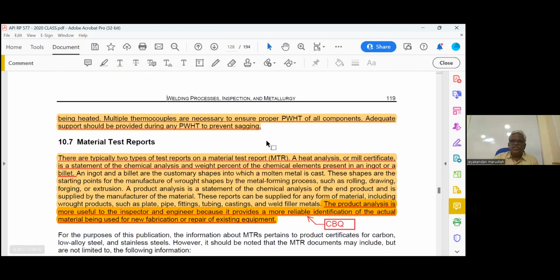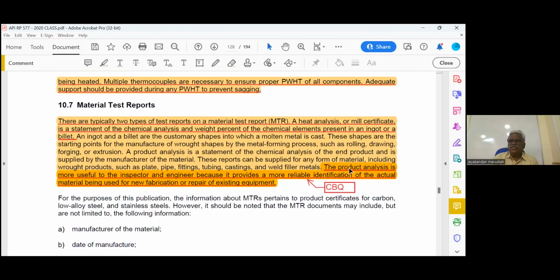Then material test reports. Next page. The last three lines. The product analysis is the more useful to the inspector and engineer because it provides the more reliable identification of the actual material being used for new fabrication or repair of existing equipment.